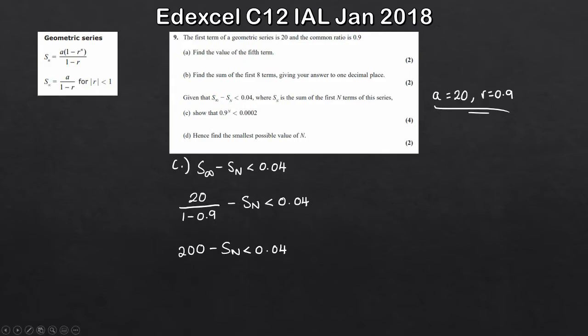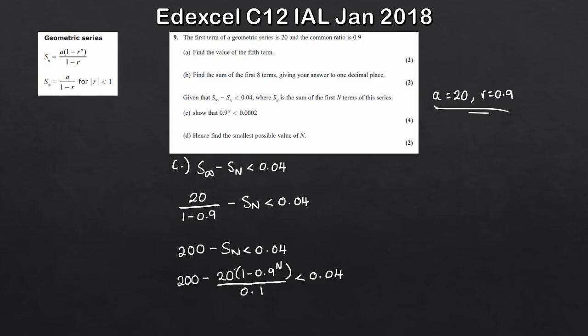At this stage here now, we need to start basically working out the sum to the first n terms. Now obviously we don't know what that is because it's dependent on what that n value is. And that's what we work out in part D. So at this stage here, we just work out as far as we can using n terms. So what will that look like? So it'd be 200 minus a, which is 20, 1 minus r, so 0.9 to the power of n, close that bracket, and then we divide it by 1 minus r, so 0.1. And we know that's less than 0.04.